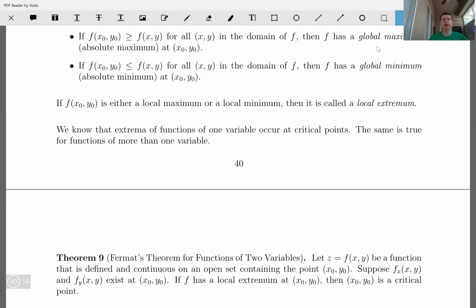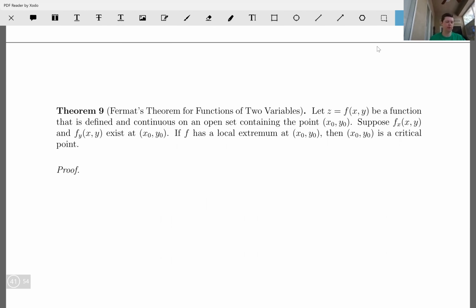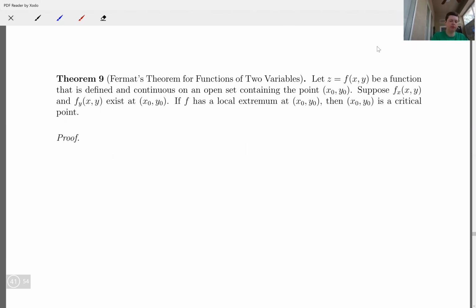Now we know from Calc 1 that extrema of functions of one variable occur at critical points, and the same is true for functions of more than one variable. In fact, we have Fermat's theorem for functions of two variables. It says, let z equals f of x, y be a function defined and continuous on an open set containing the point x sub 0, y sub 0. Let's suppose that the first partials of f exist at that point. If f has a local extremum at x sub 0, y sub 0, then x sub 0, y sub 0 is a critical point. Okay, so let's actually prove this.